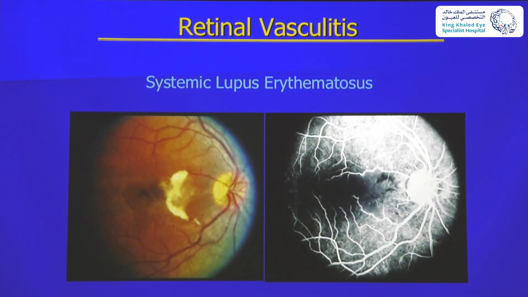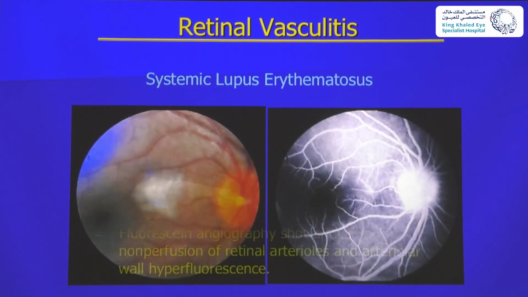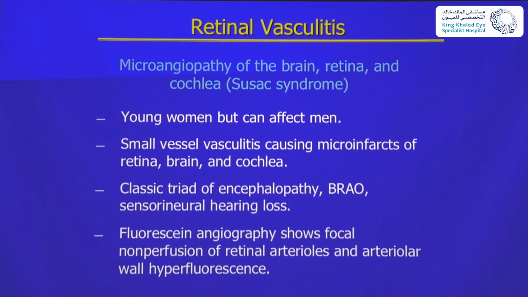So seeing many cotton wool spots, always think about, and this is bilateral, systemic lupus erythematosus. Now, how about SAC syndrome, or microangiopathy of the brain, retina, and cochlea? It is a disease of young women, but can affect men. It is a small vessel vasculitis causing microinfarctions of the retina, brain, and cochlea. It has a classic triad of encephalopathy, branch retinal artery occlusion, and sensorineural hearing loss.